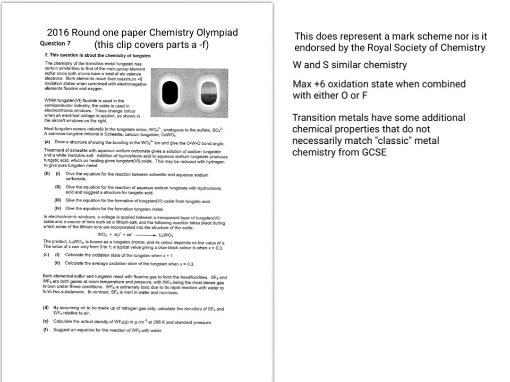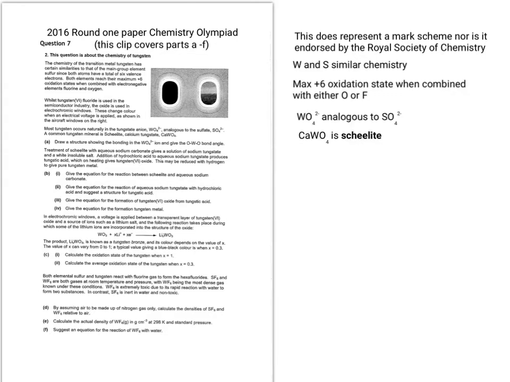So then it says that tungsten occurs naturally in the tungstate ion, WO4 2-, which is analogous to sulfate. So a common tungsten mineral is scheelite, which is calcium tungstate, CaWO4. So the information we've been summarising in the top right-hand corner of the screen takes us down to the first part of the question.